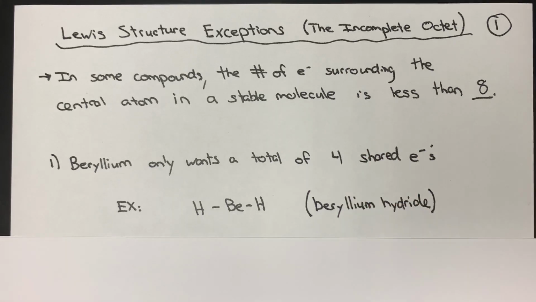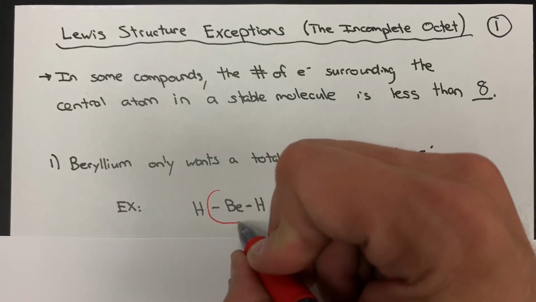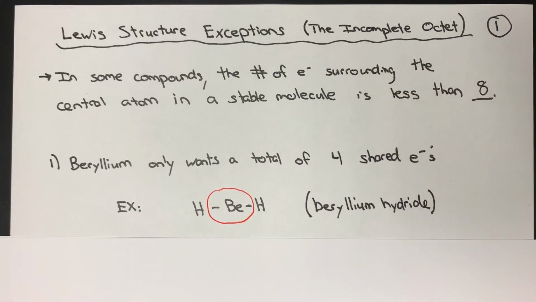So in some compounds, the number of electrons surrounding the central atom in a stable molecule is actually less than 8, right? Incomplete octet. One of the more popular examples is that of beryllium. Very often beryllium only needs a total of 4 shared electrons to be considered stable as it engages in bonding to form a molecule. As a quick example, here we have beryllium hydride, where we find that beryllium, between the 2 shared or bonding pairs, only has 4 total electrons.